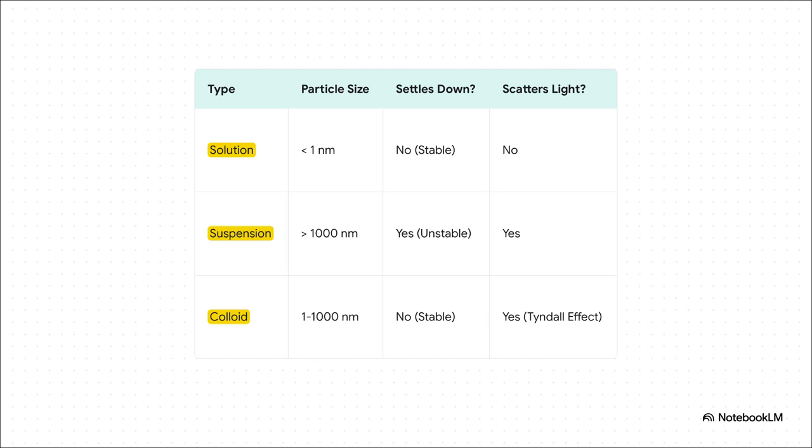If they're incredibly tiny, you get a true solution, and they won't settle out or even scatter light. If the particles are really big, like mud and water, they form a suspension, and they'll eventually sink to the bottom. But then there's this weird middle ground, colloids. Think milk or fog. The particles are just big enough to scatter a beam of light, that's called the Tyndall effect, but they're small enough that they stay suspended and never settle.